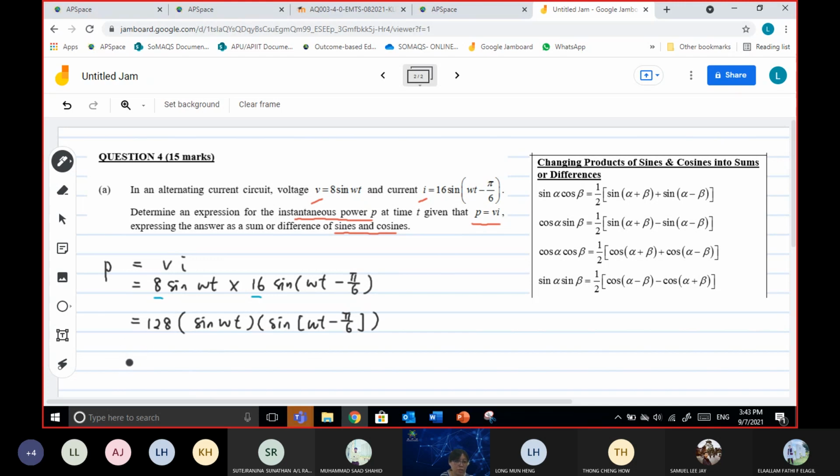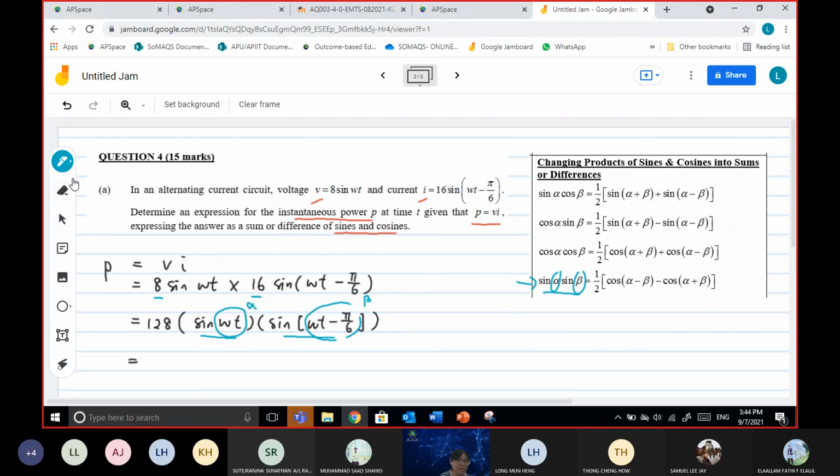Now can you see we involve the product of sine wt and sine (wt minus pi over 6). So when you look at here, that means you're supposed to use this formula to change the product to the sum or difference. When you look at here, can you see this is alpha and beta? This is your alpha and this is your beta. Alpha and beta.